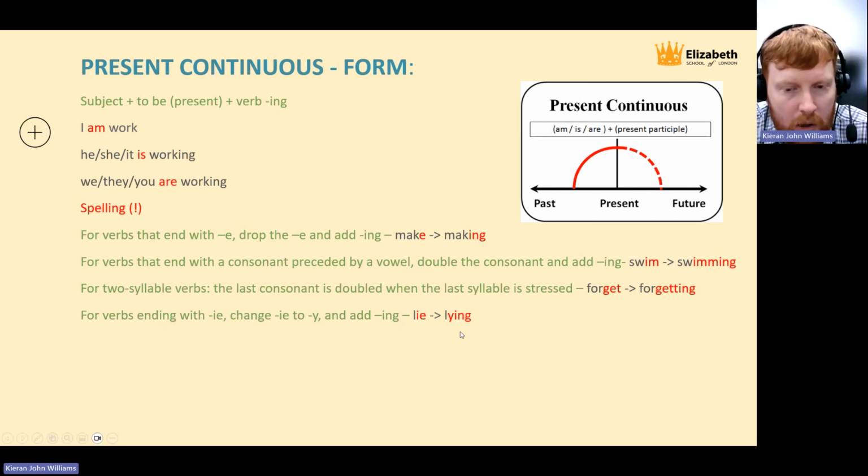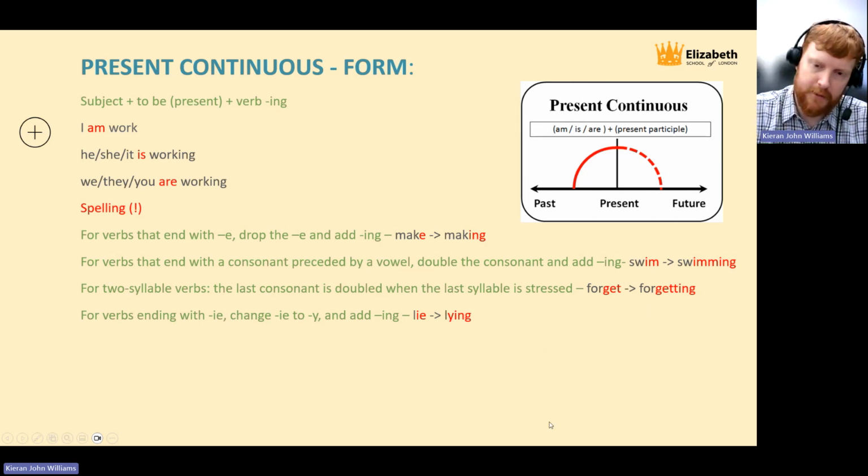And then again, if your verb ends in IE, you change the IE to Y, and then you add ing onto the end of it. So here we have lie, we change the IE to Y, and then we add ing onto the end of it. Okay, so that's what we do with the positive form.